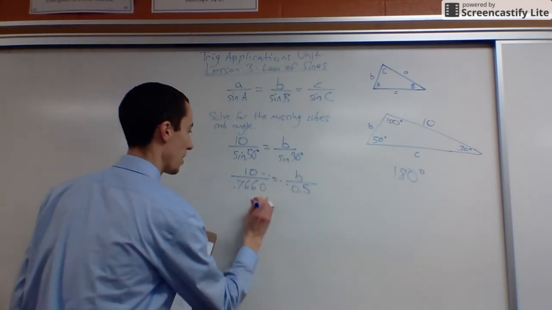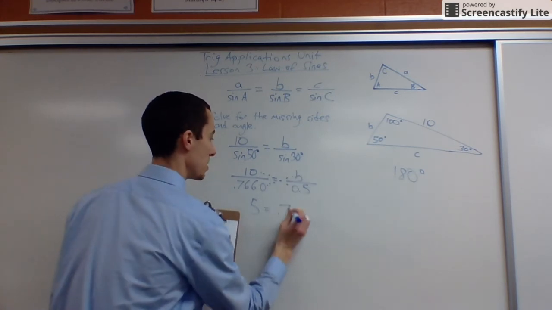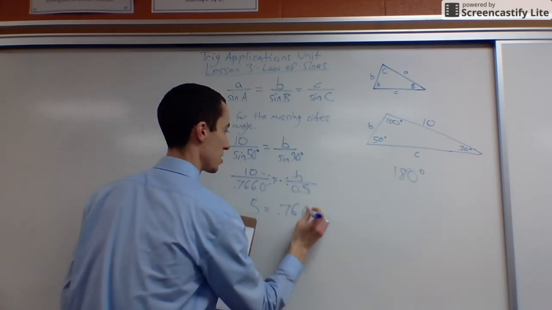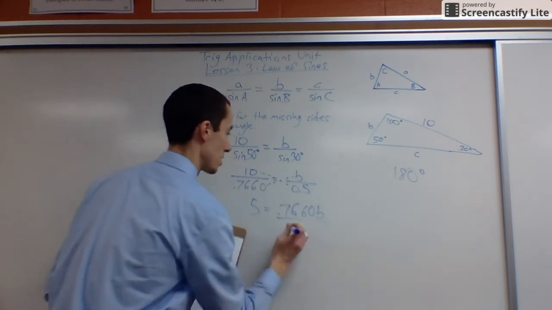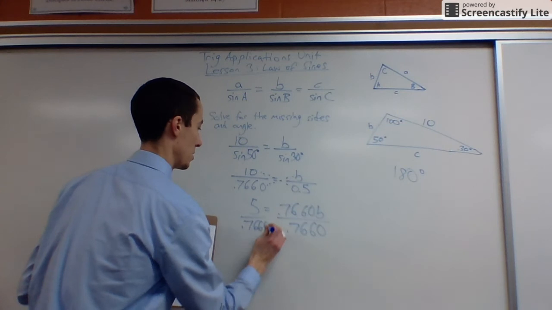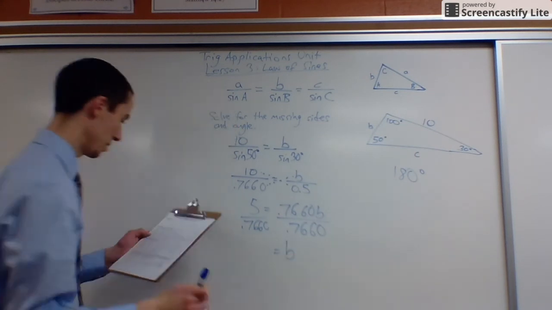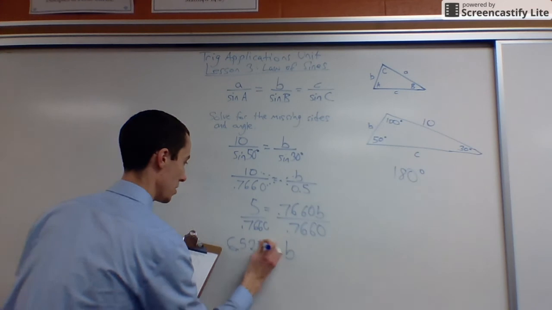So then cross products. 10 times 0.5 is 5, equals 0.7660 times B. Divide both sides by 0.7660, and we'll get B equals 6.527.